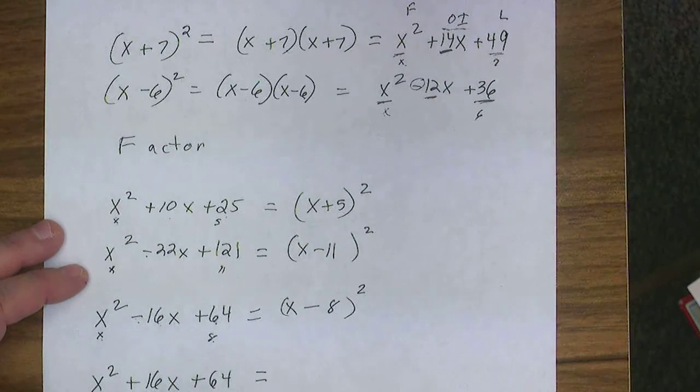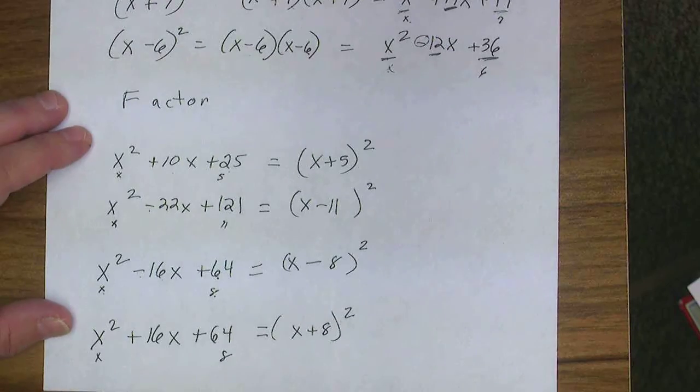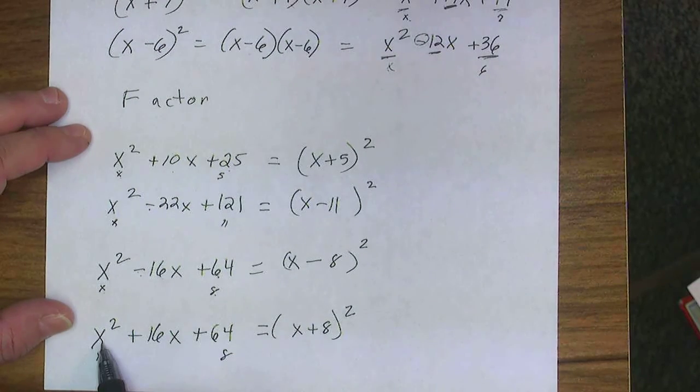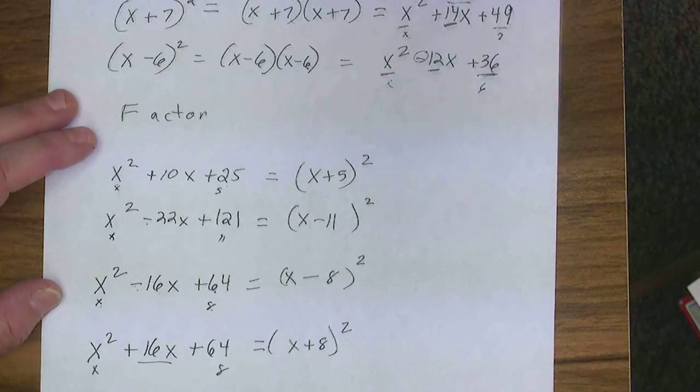the perfect square is 8. The perfect square is x. This one is x plus 8 squared. So again, you recognize them by seeing that the first is a perfect square and the last one is a perfect square. The middle term is twice their product.